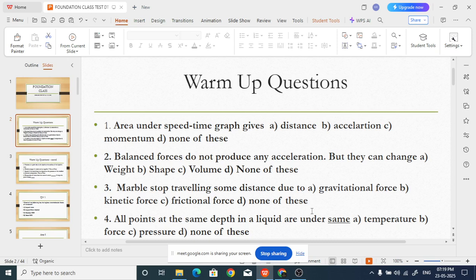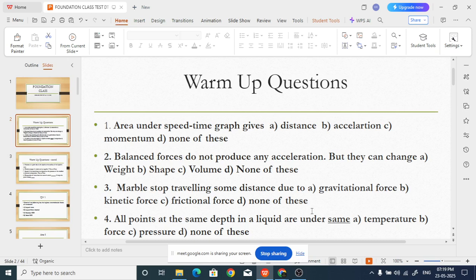So the first question: area under speed time graph gives. If you take one axis speed and the other axis time, the area under that graph gives what? Distance, acceleration, momentum, none of these. In the first slide, we have 4 questions. Options are given. Don't be in a hurry. Read it, think about it, and do some kind of a graph in your mind itself, and then you tell me the answer.